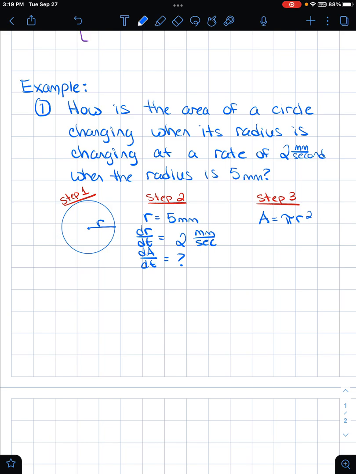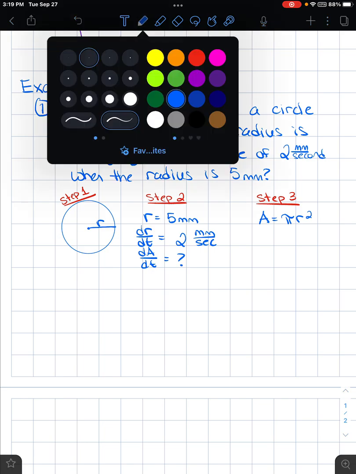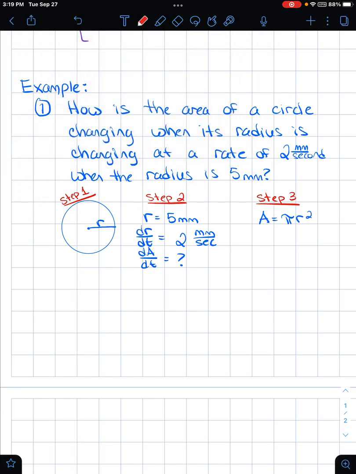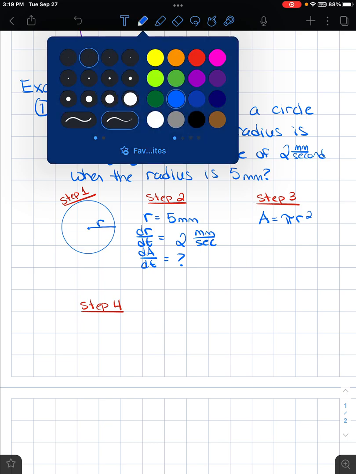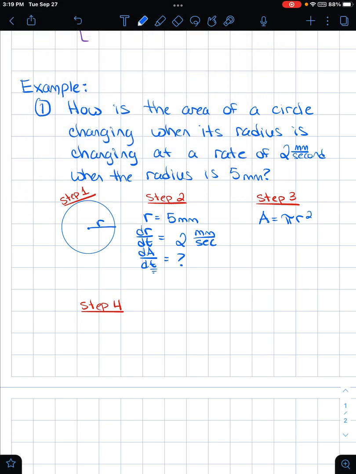Okay, step one, draw the picture. Step two, define your variables. Step three, find an equation that relates those variables together. Step four then is to differentiate that equation. Because if we differentiate that equation, that'll talk to us about rates and will help us find how things are changing as time goes by. So for step four, to find the derivative, notice that everything is with respect to time. This is as time goes by. So we're going to differentiate this area equation with respect to time.